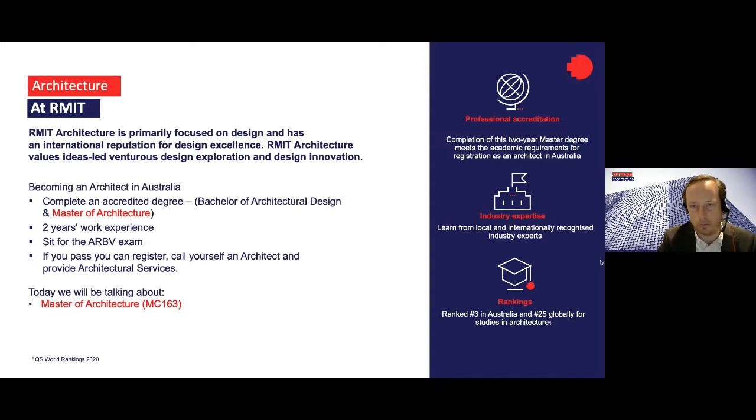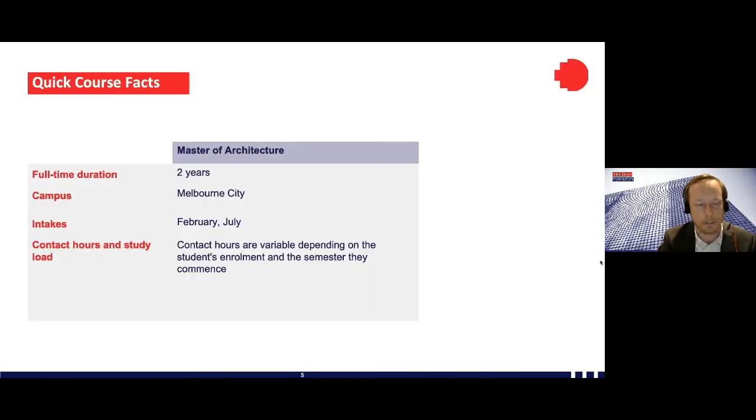On the right of the screen, you'll see some information about our program. We're ranked 25th globally for the QS rankings and number 3 in Australia. I'm sure you're all aware of that information, but there it is. So today we're specifically going to be talking about the Master of Architecture. Next slide, please. So it's a 2-year program.